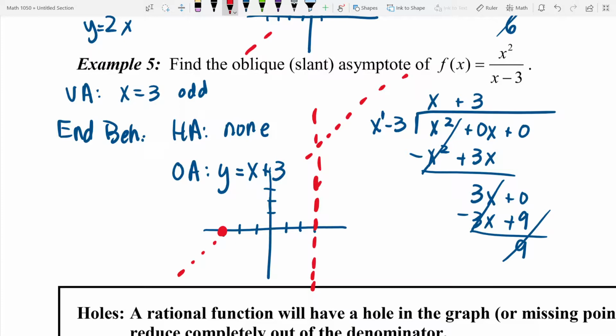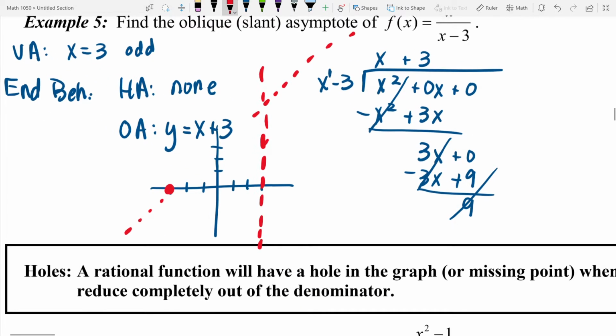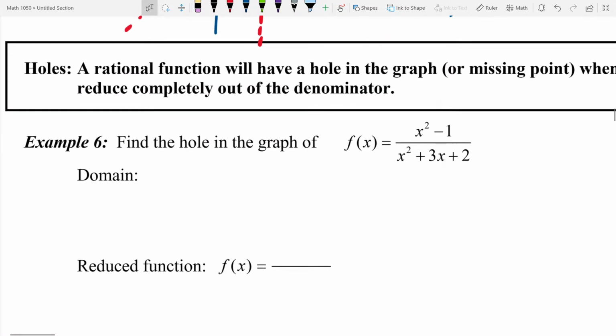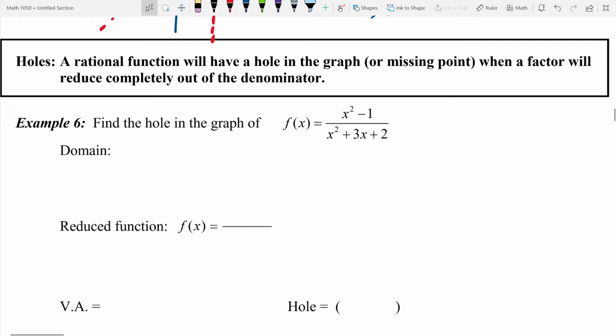Okay? And again, you don't have to get to the picture yet, but I want you to start thinking about it. How many separate parts of my graph would I have on that problem? How many? I have one vertical asymptote. So how many pieces? Tell me. 2. One on the right and one on the left. That's it. Okay? Okay, holes. The only time you ever have a hole is if something, what's the word?